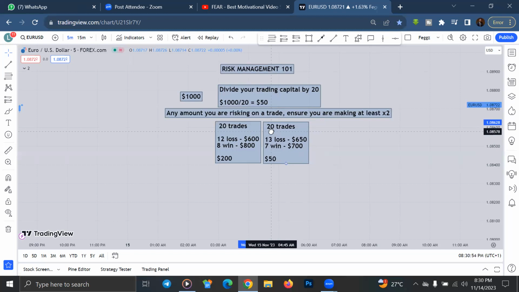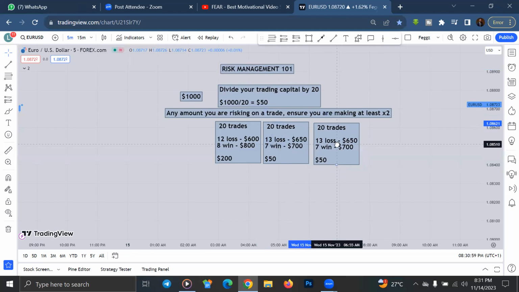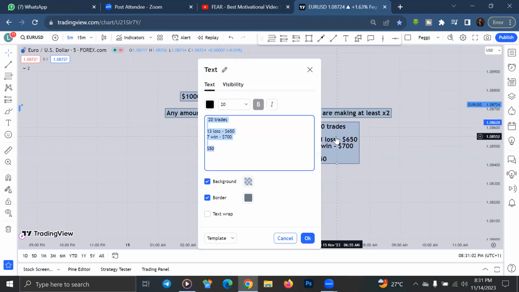Let me clone this. Let's even say, okay, this one, you are going to see how interesting it will become. Let's say you even lose 14 trades. Let's say you over traded or something like that. And then, the more you're winning, you are reducing your risk. So let's say you lose 14 times. Can you see the difference? 14 losses, 14 times. That would mean that automatically you lost $700. Okay, you have made a loss.